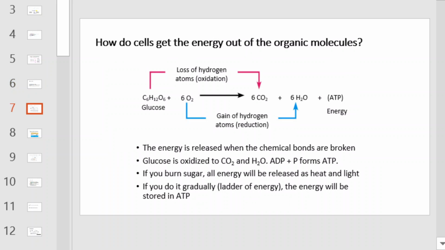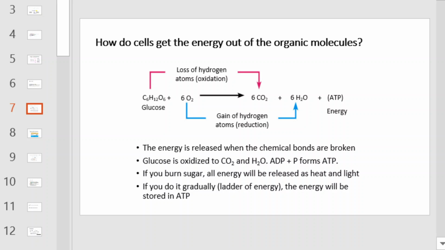How do cells get energy out of organic molecules? Consider the equation on this slide. Glucose plus oxygen yields carbon dioxide, water, and ATP. If you take a moment to think back to when you've seen this reaction before, you might remember it from a biology class dating as far back as high school. This is the simplistic reaction series of cellular respiration.